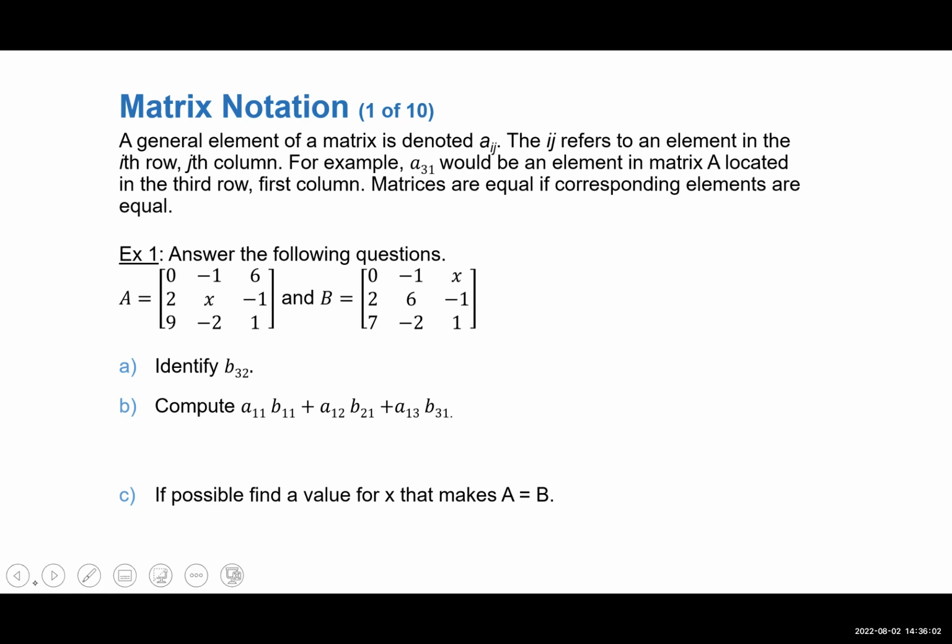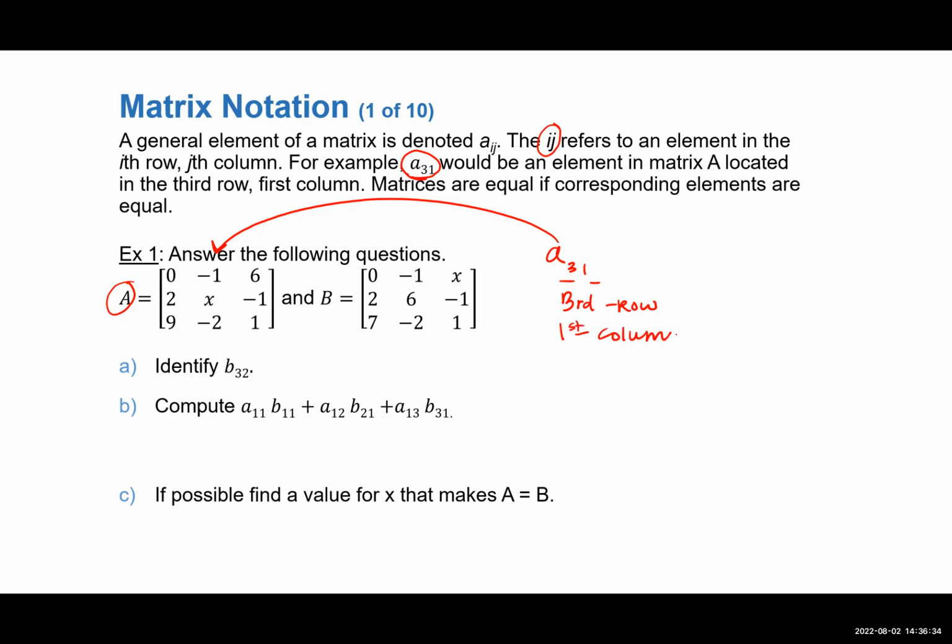So in general, we have this matrix, and then the first one we'll call A, the second one we'll call B. And IJ, that's how you refer to the positions that the numbers are in within the matrix. So like AIJ, let's say for example, A31, that means matrix A. So go to this matrix, third row, first column. Okay, so third row, first column, that's the 9.